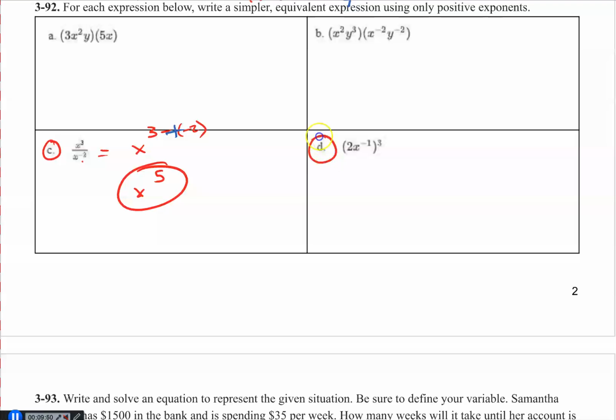Let's look at D. Okay, this is 2 to the power 1, x to the power negative 1. So we've got power to a power. That's going to be 2 to the power 3, x to the power -1 times 3. So when you have power to a power, the exponents multiply. 2 to the power 3 is 8, 8x to the power -3, and because that's negative, we have to cross the line, change the little sign.